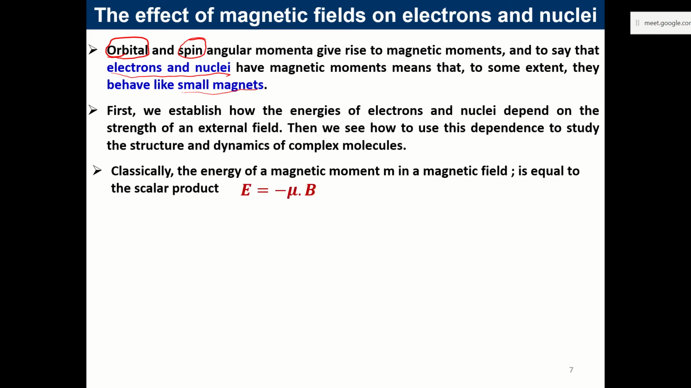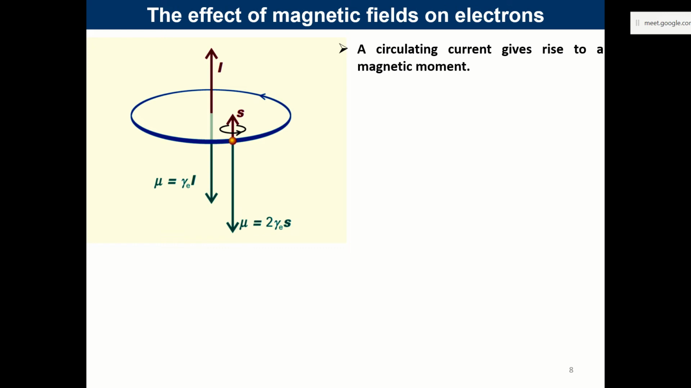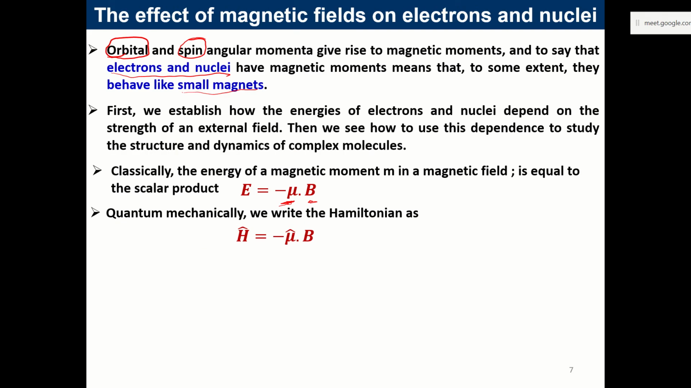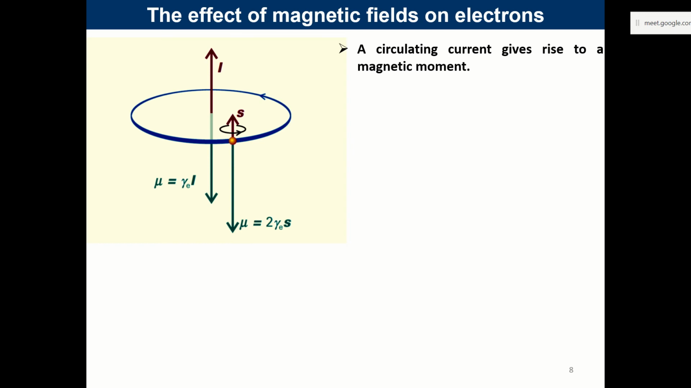That is the energy dependence. We found that the magnetic moment into the magnetic field gives you the energy of interaction, and based on that we discussed how we can formulate a Hamiltonian. We can formulate a magnetic moment operator, and that will be the Hamiltonian to represent the system.